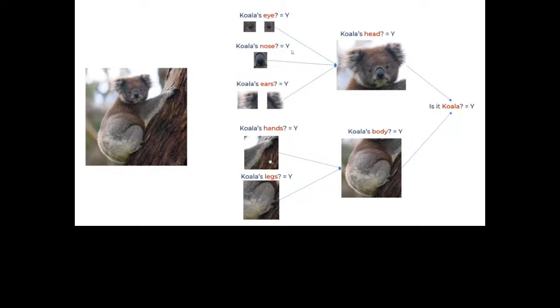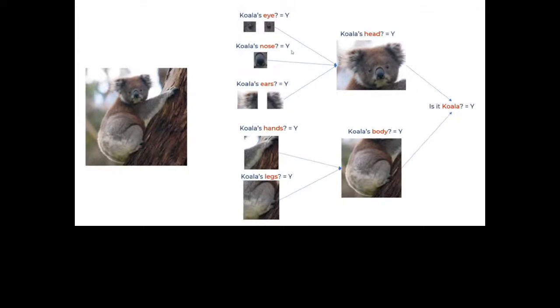On the other hand, if our model is able to detect the koala's hands, and if it is also able to detect the koala's legs, then the model is pretty sure that the koala's body is present in some part of the image. And once our model is sure that the koala's head is present and the koala's body is present, then our model is going to predict that there is a presence of a koala in the image. So that's how it works for a computer to detect any object. That is how CNN is applied in object detection.